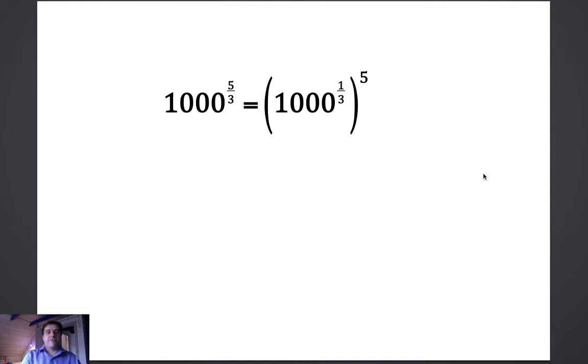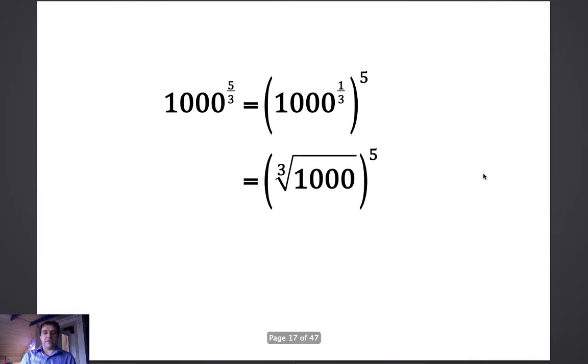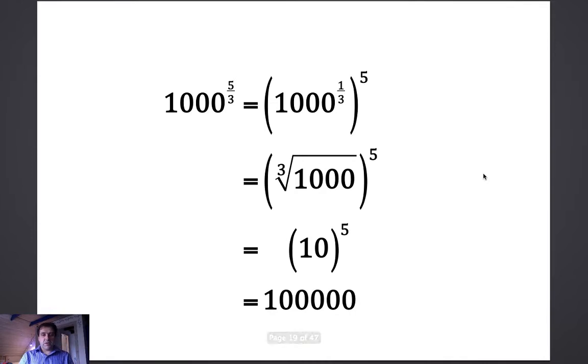1,000 to the power of 5 over 3, I can split up as 1,000 to the power of a third to the power of 5, because a third times 5 makes 5 over 3. And then power of a third is just cube root, so that's the cube root of 1,000 to the power of 5. And the cube root of 1,000 is easy, because it's just 10. 10 times 10 times 10 makes 1,000. So that's 10 to the power of 5, which is just 10 times 10 times 10 times 10 times 10, 100,000.